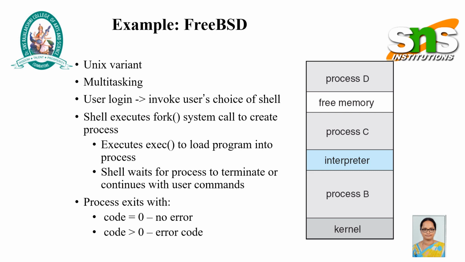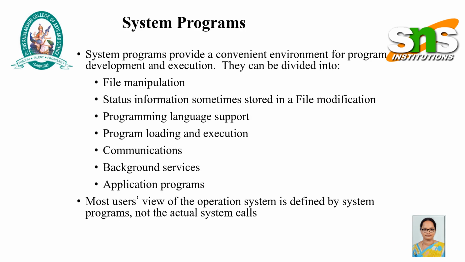FreeBSD example. It is a Unix variant. Here it performs multitasking. The shell executes the fork system call to create a process, then executes exec to load the program into the process. The shell waits for the process to terminate or continues with user commands. The process exits with code 0 if there is no error. If the code is greater than 0, an error code is displayed.